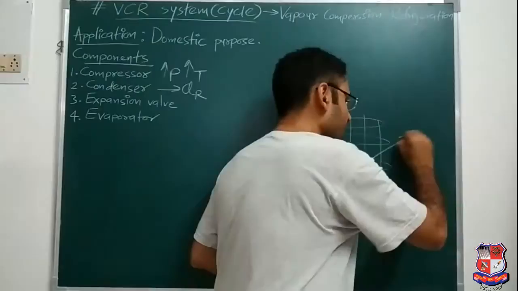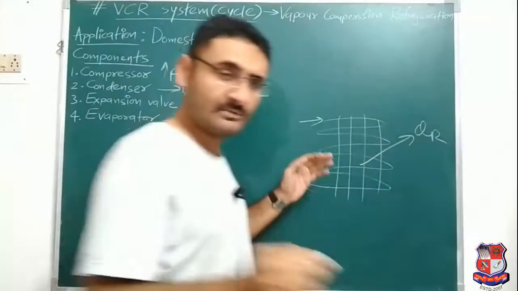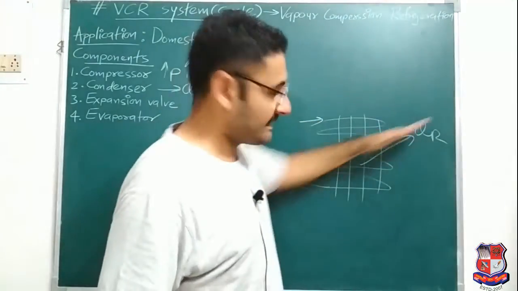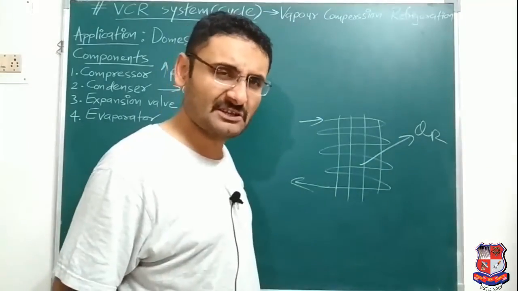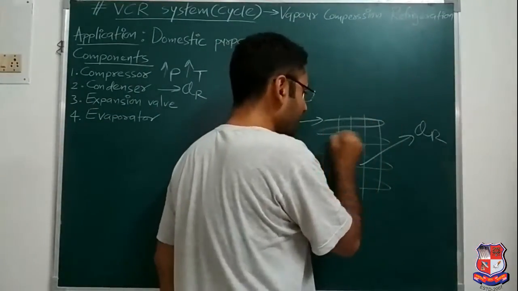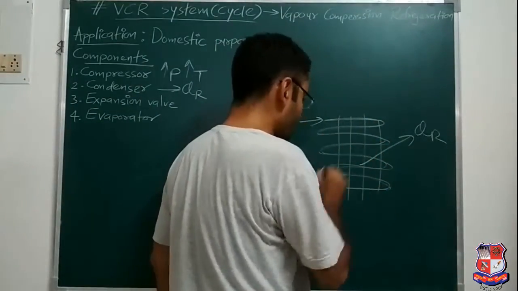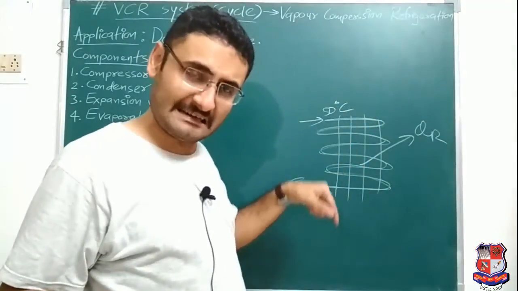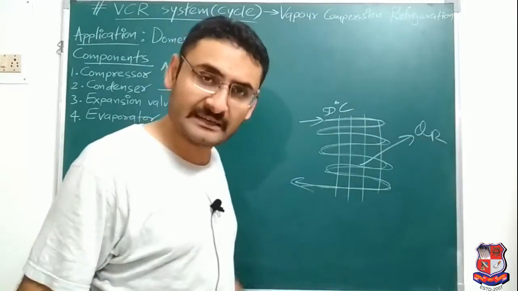So over here what's happened? Heat is rejected, because the refrigerant moves through the pipeline. Heat is rejected. Now a question may come: how is heat rejected? Suppose inside that pipe, the temperature of the refrigerant is, say, 50 degrees centigrade.